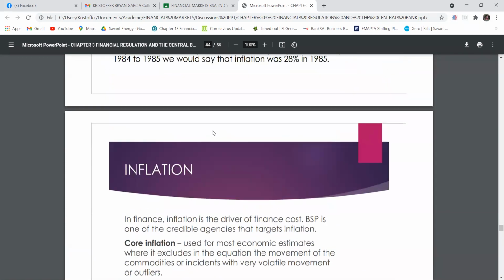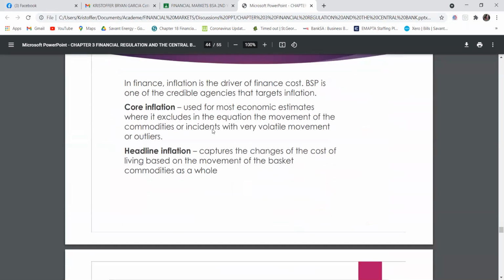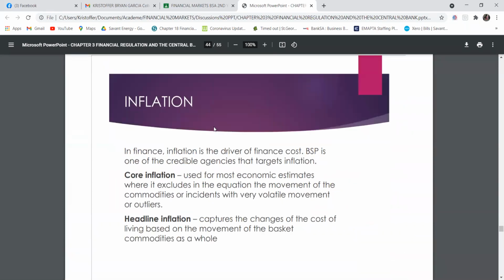So inflation. So in finance, inflation is the driver of finance cost. BSP is one of the credible agencies that targets inflation.